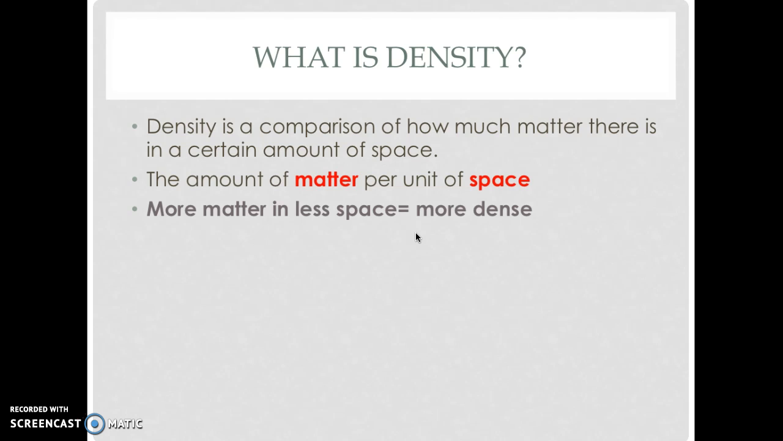More matter in less space is more dense. If we have a space and it is packed tightly, that means it is going to be more dense. In the same space, if it is packed very loosely, that is less dense. Less matter in more space is also less dense. So we got the meaning of more dense and less dense: more stuff in less space is more dense, and less stuff in more space is less dense.